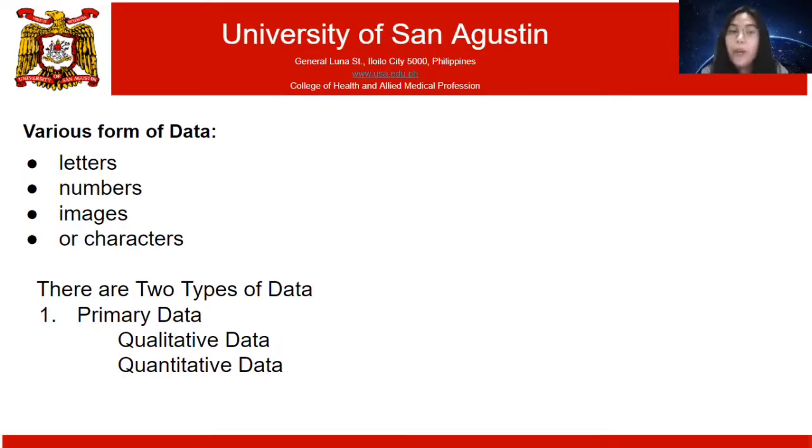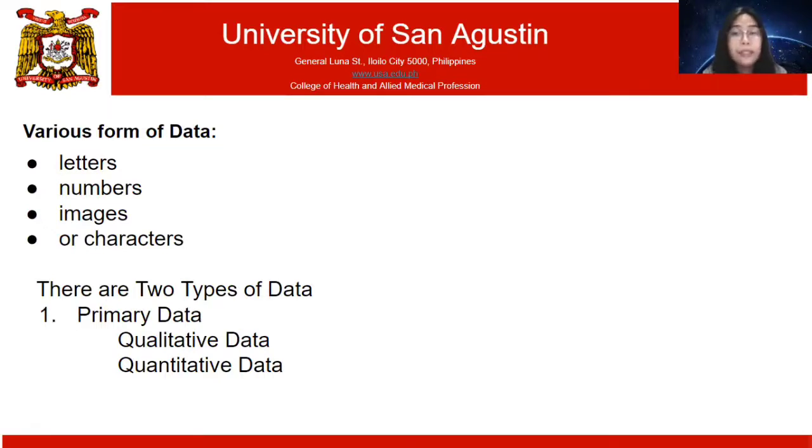Under the primary data, we have the qualitative data and the quantitative data. So what is qualitative and quantitative data? Qualitative data is information about qualities. You can't count on it. That is, it's information about how people feel about something.